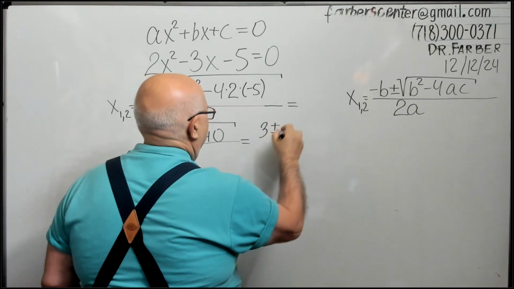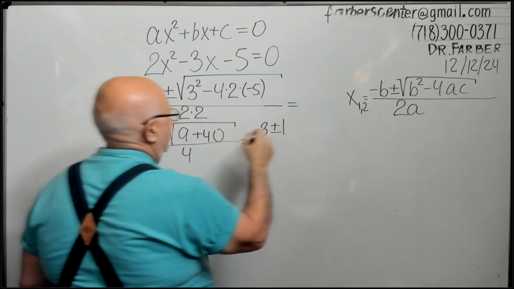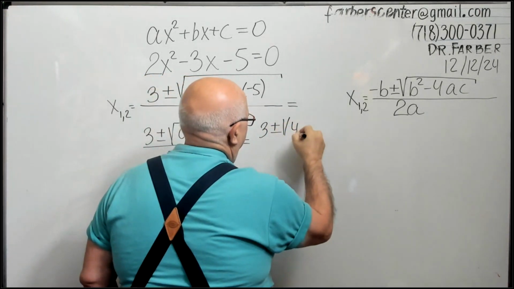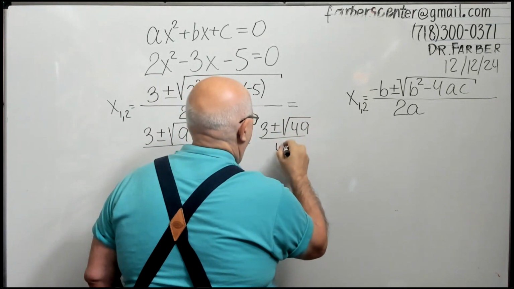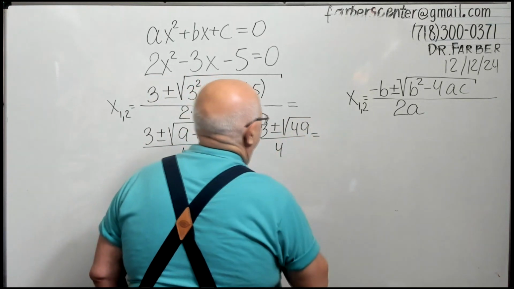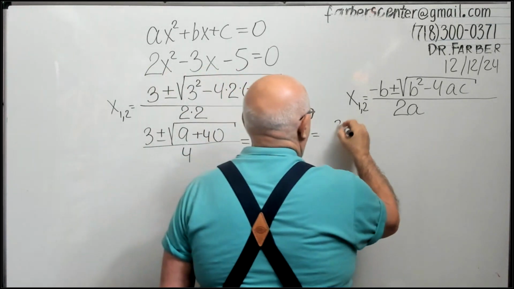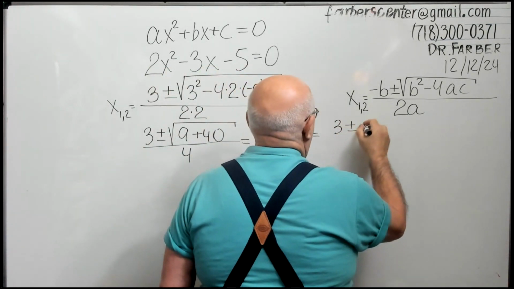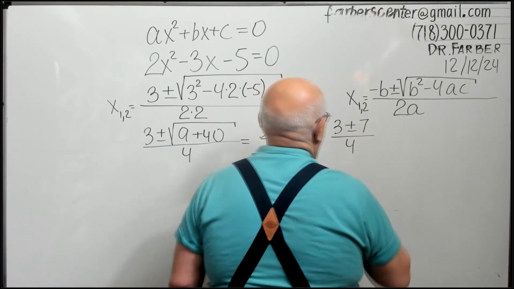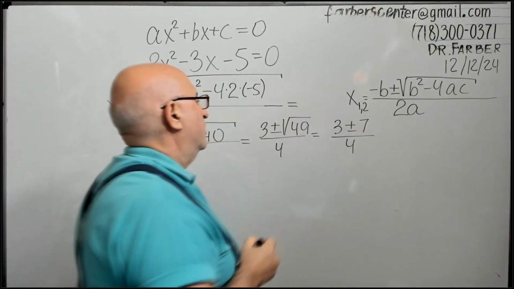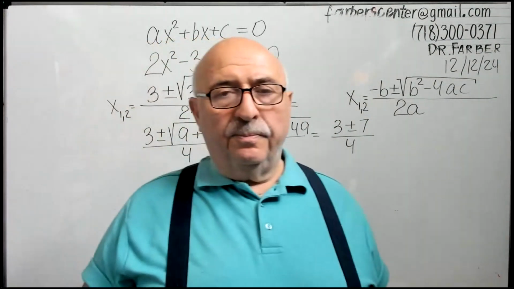3 plus minus square root of 40 plus 9, which is 49, divided by 4, equals 3 plus minus 7, divided by 4. The square root of 49 is 7. How to check? 7 times 7 is 49.